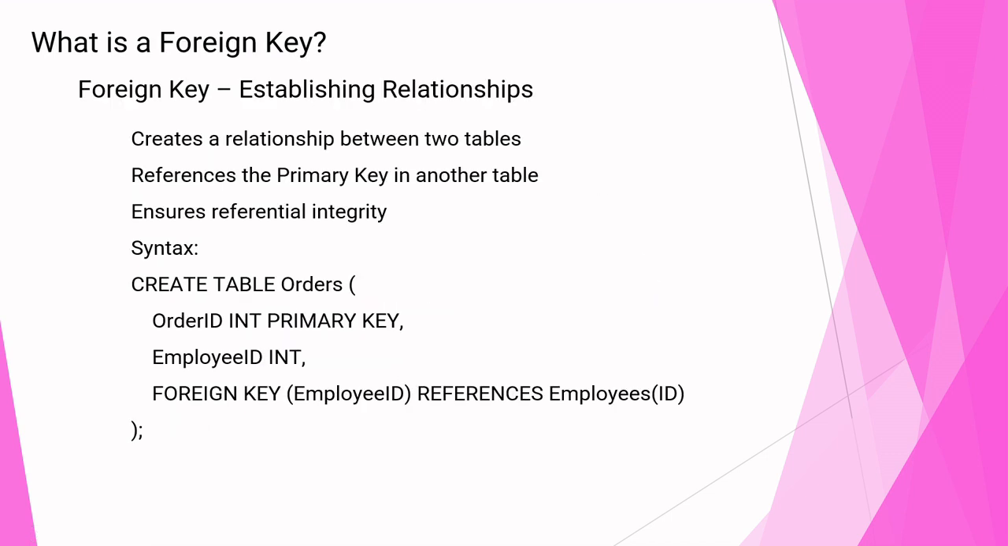A foreign key establishes a link between two tables by referencing a primary key from another table. It ensures data integrity by preventing invalid references. In this example, the employee ID in the orders table references the ID in the employees table.